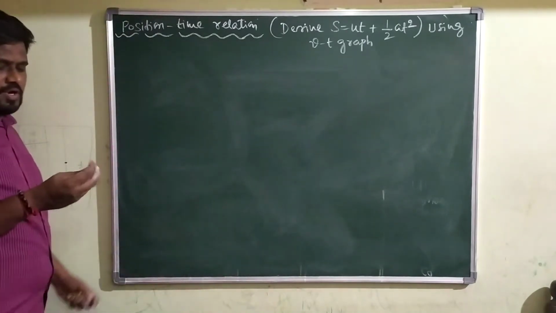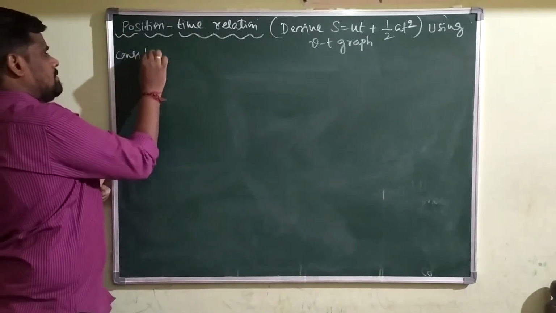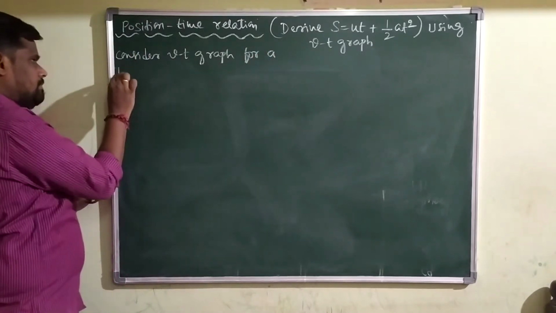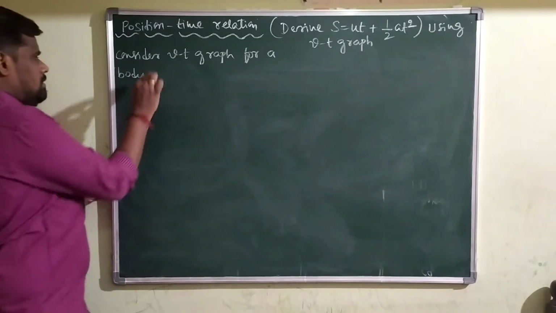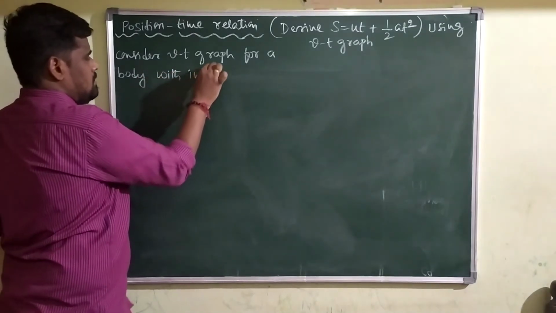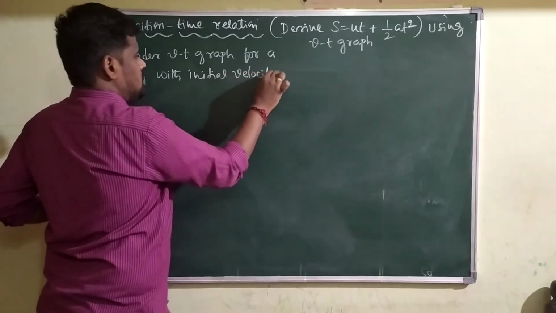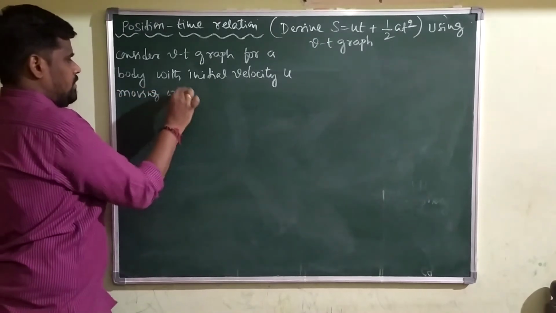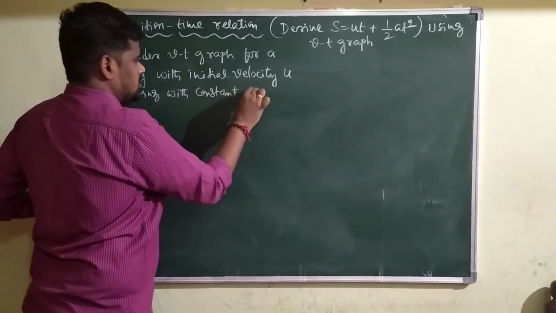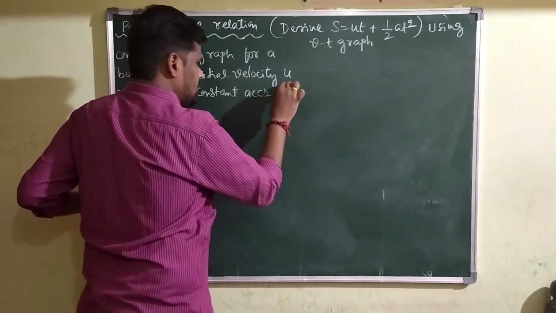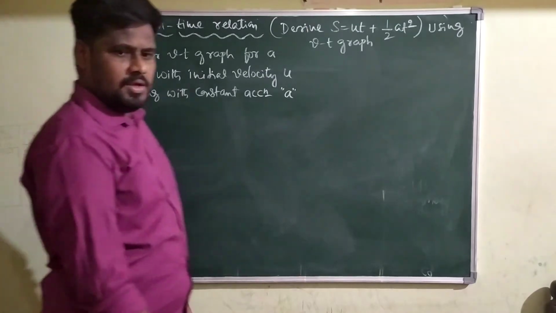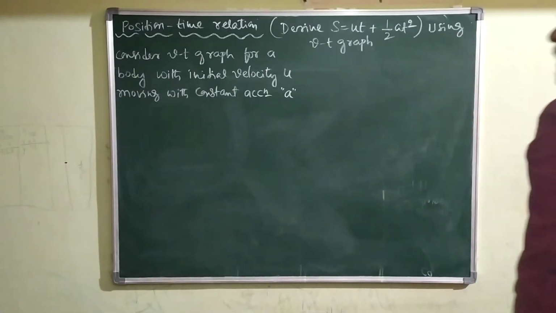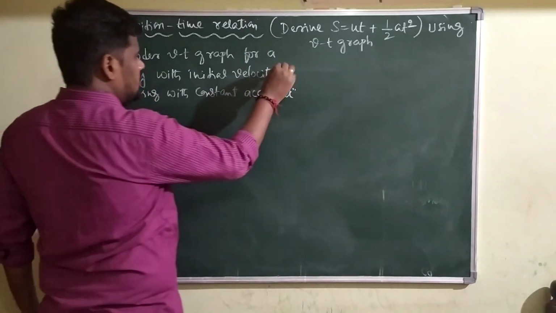So, which type of velocity time graph we are considering here? Consider Vt graph for a body with an initial velocity u moving with constant acceleration, that is A. We are taking the velocity time graph for a body which is having the initial velocity u and moving with constant acceleration, that is A.